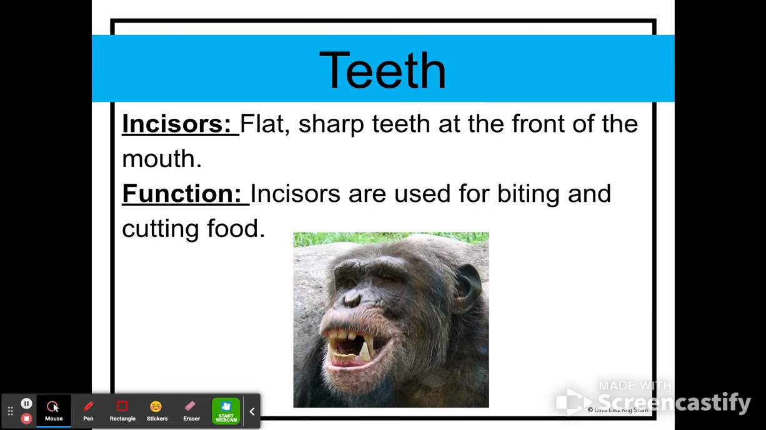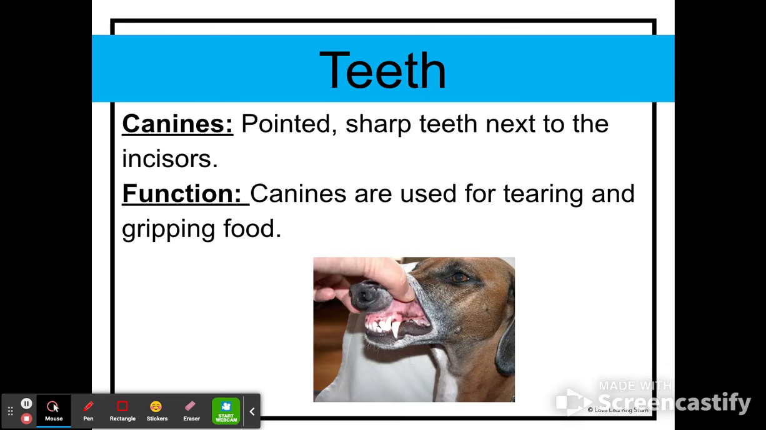So let's talk about teeth. Teeth are a great example of external structures, and there are many different types of teeth. So let's go over a few of them. Incisors are the flat, sharp teeth at the front of the mouth that you see with this chimpanzee. The function of these flat incisors is biting and cutting food. You also see canines, and these are pointed, sharp teeth next to the incisors. Canines are used for tearing and gripping food.